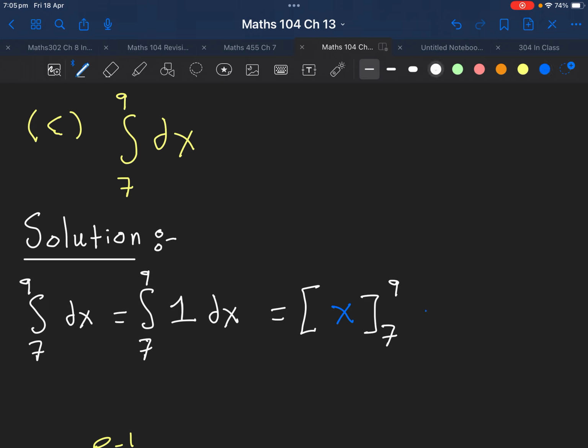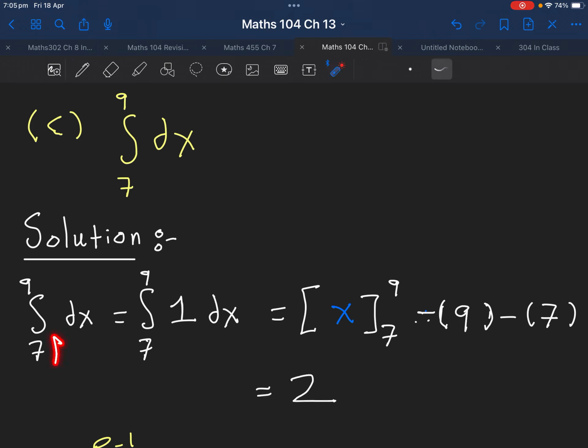Now, the final answer, as I just mentioned, take the upper limit, substitute it, take the lower limit and substitute it. So it will be 9, and then if I substitute the next one, the final answer would be just 2. Let me repeat what I did. I don't have any function here, so I know that this function is only the number 1. The integral of any constant is just the same constant, which is 1, and we add x to it. But usually 1 times x, we just write it as x.